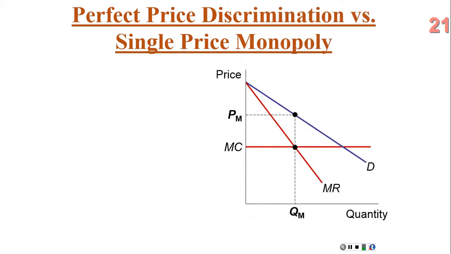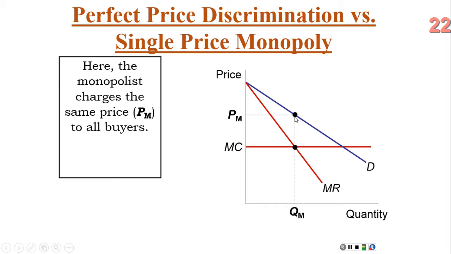So graphically, let's think about perfect price discrimination versus a single price monopoly. Let's just look at an example. Here we have a constant marginal cost, to make things simple. And we have a downward sloping demand and downward sloping marginal revenue. The single price monopolist will set a quantity here where marginal revenue equals marginal cost. They will charge a price according to the demand curve.